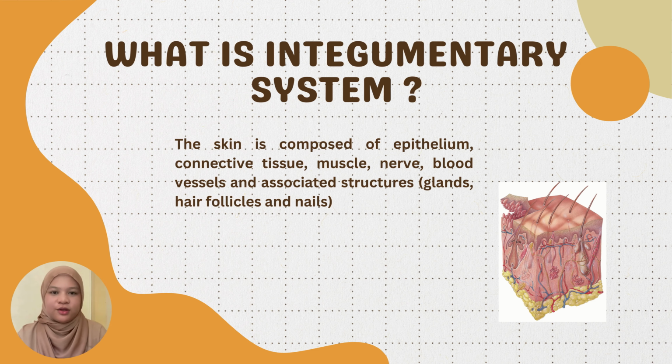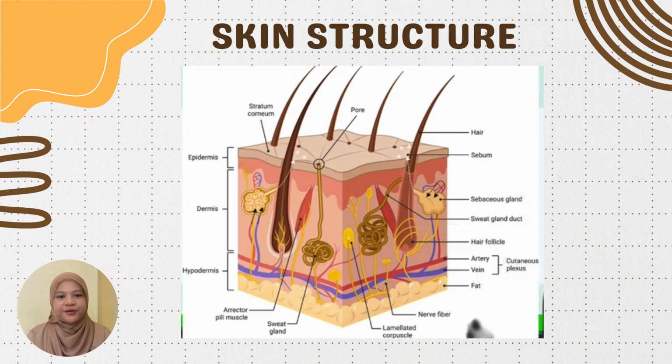Let's get into it. So, what is the integumentary system? The integumentary system is related to our skin. The skin is composed of epithelium, connective tissue, muscle, nerve, blood vessel, and associated structures like gland, hair follicles, and nail.